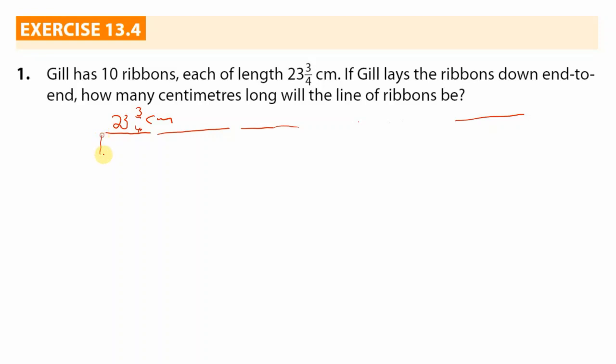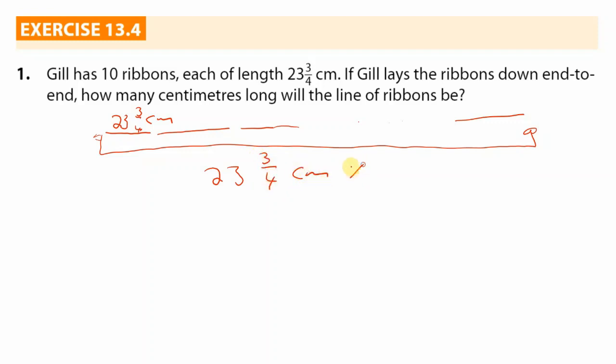So in other words, we want to measure the length of all 10 of these combined. So we actually simply have 10 times 23 3/4 of a centimeter. So we have 23 3/4 of a centimeter times 10. Okay, now we have a mixed fraction. So first thing, usually what we do when we see a mixed fraction is first change it to an improper fraction.